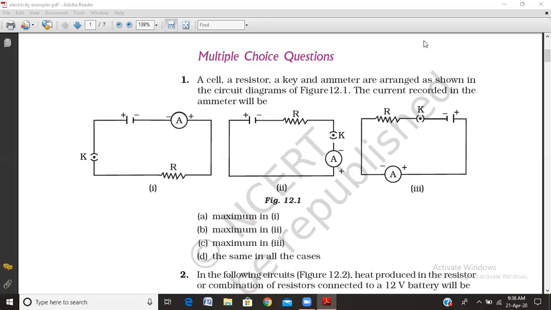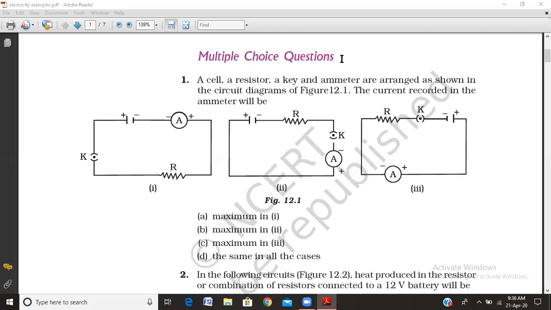Okay, so we are going to start with the solution of NCERT Exemplar Chapter Electricity, 12th chapter of your science. It's very important to do all the questions given in your exemplar book. First we are going to start with the multiple choice questions. First question is given here.